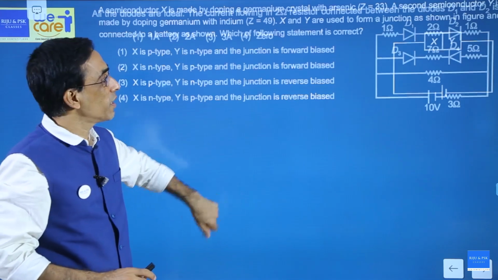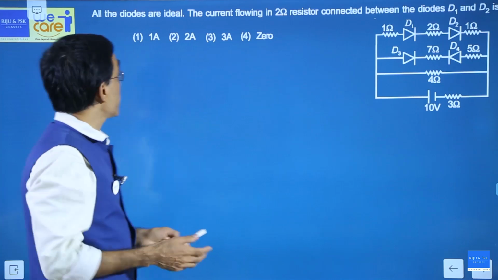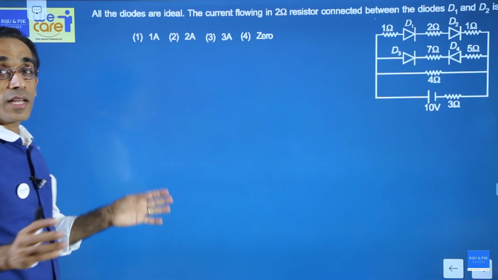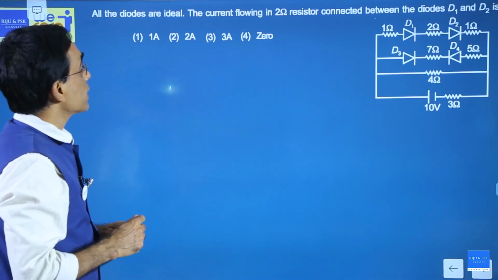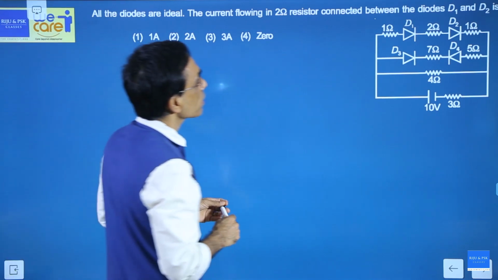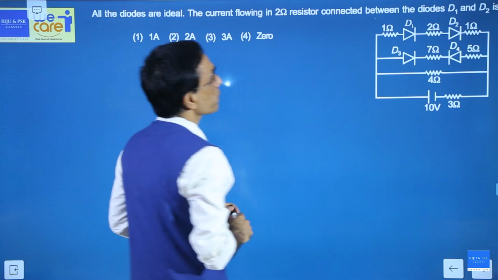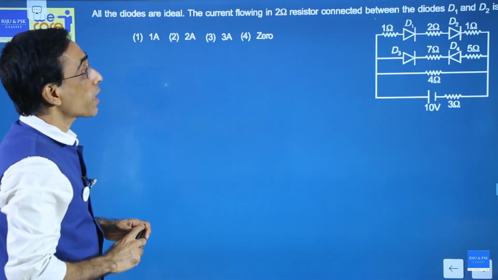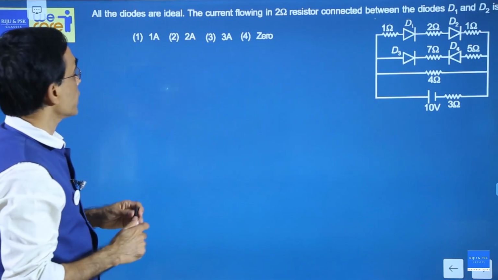Alright. Now again comes the same idea. All the diodes are ideal. Now I will not tell what an ideal diode is. The current flowing in the 2 ohm resistor. Which is the 2 ohm resistor? Here, the 2 ohm resistor connected between diode D1 and D2, what is the current?